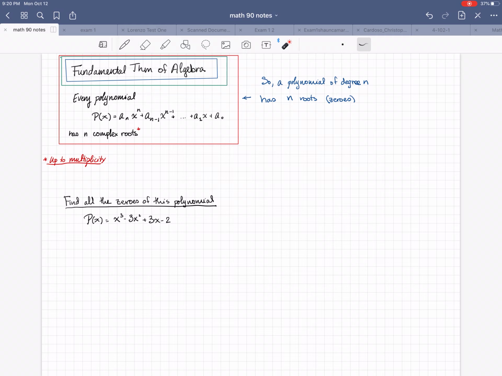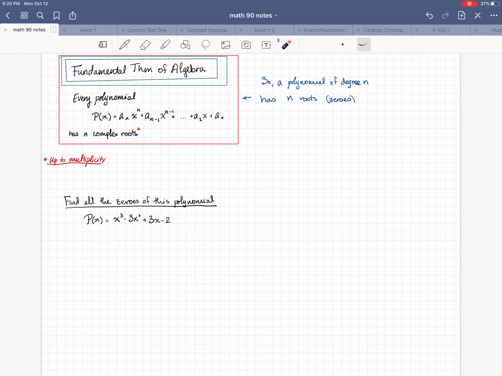So there is the possibility that all of the roots are going to be real, like we had in last week's examples. All of the roots we had were real. But there's also the possibility that some of the roots are purely real and some roots are complex, meaning that they have a real part and an imaginary part. So some of the roots may not be purely real, but there will always be n roots, where n is the degree. And you'll notice I also put a little red asterisk here and said up to multiplicity.